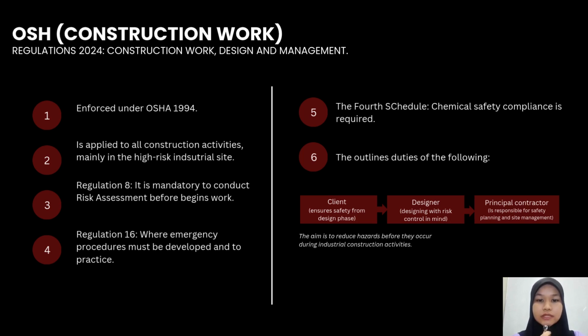Next, under Regulation 16, every contractor must establish and practice emergency procedures. This could cover fire, chemical leaks, equipment failure, and rescue operations. For example, a warehouse storing flammable solvent must have a fire evacuation route clearly marked and rehearsed. Lastly, chemical safety is governed under the 4th Schedule. This includes the proper storage, labeling, and ventilation for chemicals. Employers must also provide appropriate PPE such as gloves and respirators when workers handle hazardous substances like adhesives and cleaning agents. Overall, this 2024 regulation pinpoints that safety starts at the design stage, not after something goes wrong.